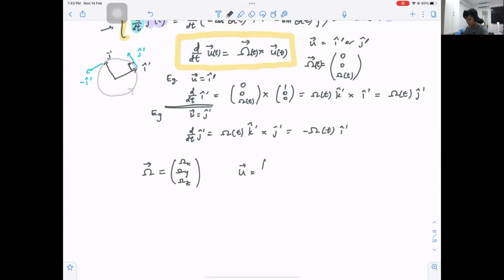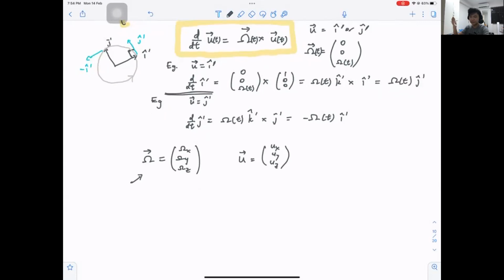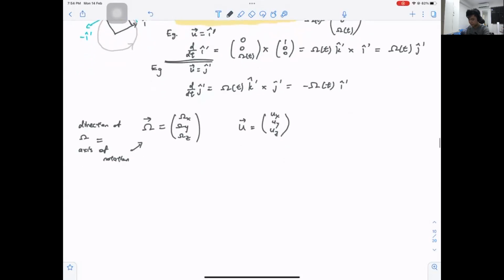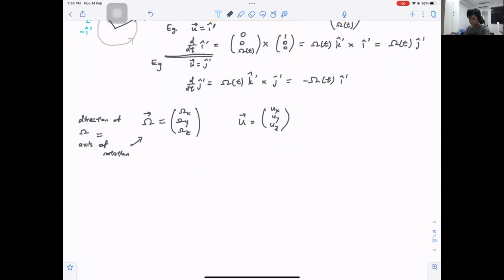So what do I mean? Okay, let's tackle the rotation first. For every single rotation, it can be shown that there's one axis that is not affected by it, meaning that points along the axis are not moved. That is known as the axis of rotation. And the direction of this omega vector is equal to the axis of rotation.